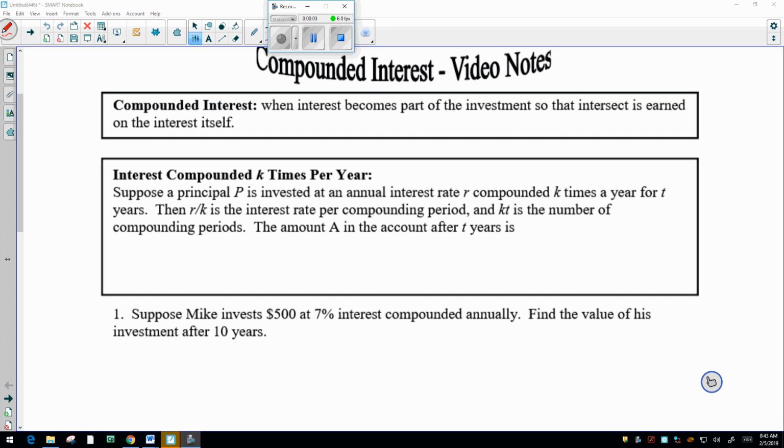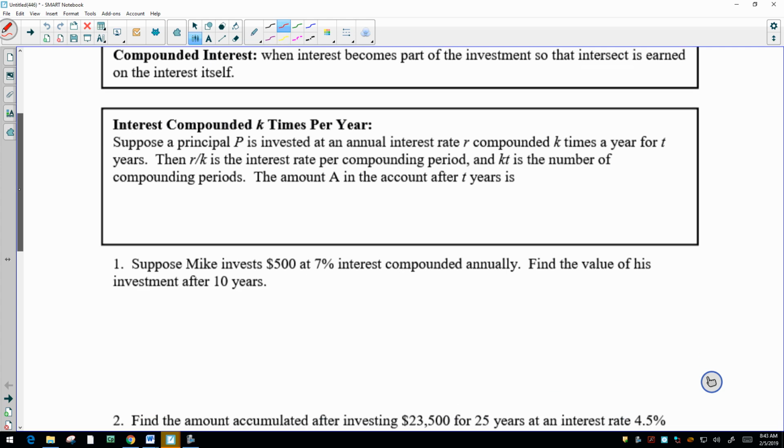So doing some applications with logs and solving equations with logs, we get compound interest. Compound interest is basically when you get your interest, it becomes part of the investment, and so now you're earning interest on that interest itself. So this is a good thing, unless it comes to college loans, and then that's not a good thing.